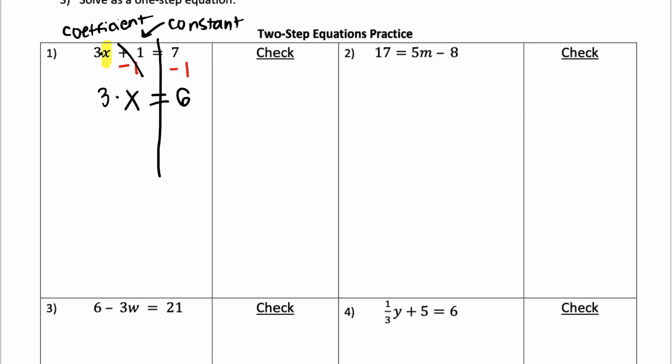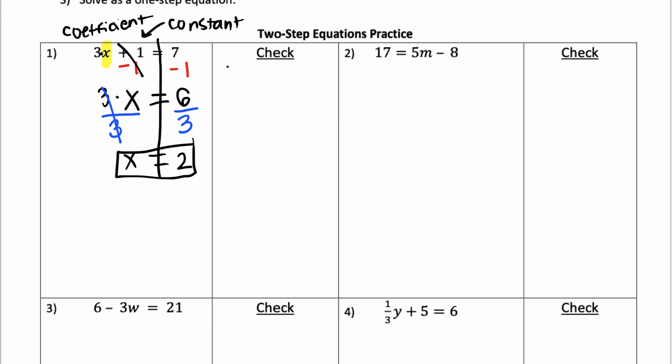The inverse of multiplication is division, so we're going to divide both sides by the number 3. Remember, we do this because 3 divided by 3 makes 1 whole, and we're left with x equals 6 divided by 3, which is 2. So that means the solution should be x equals 2.